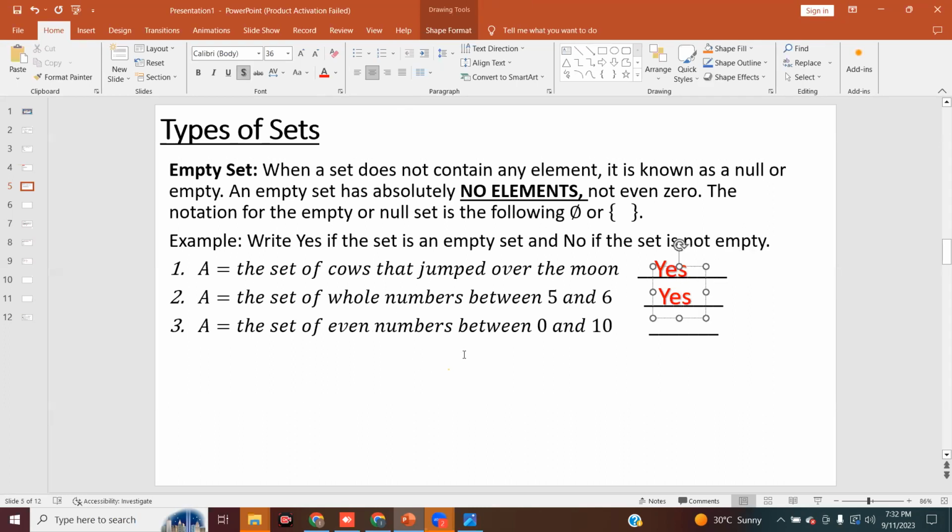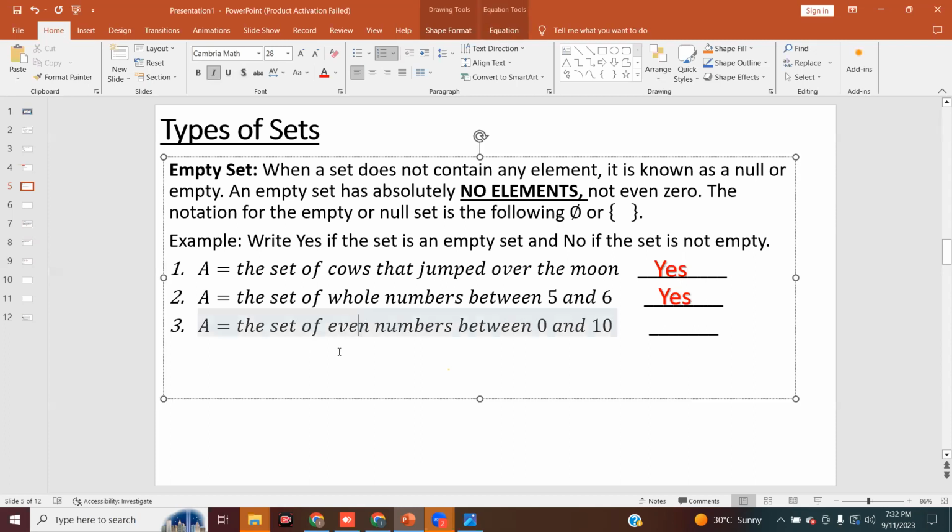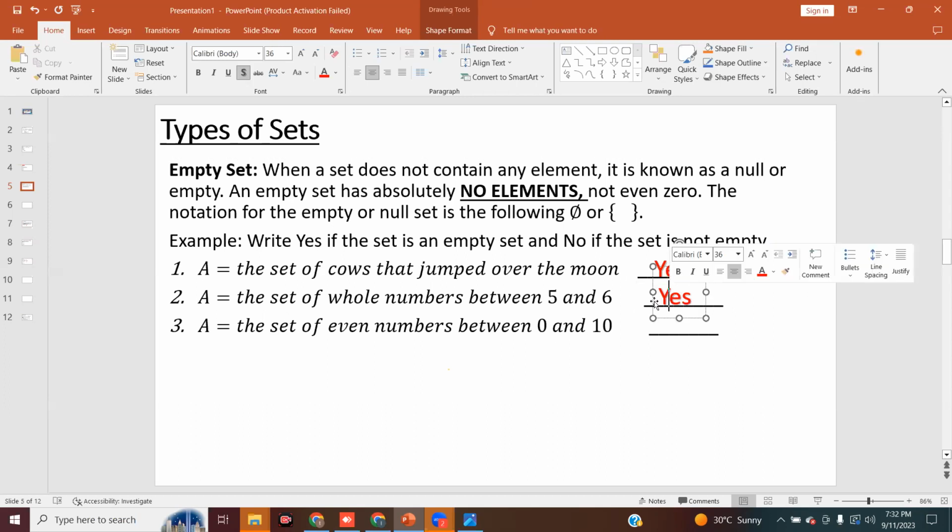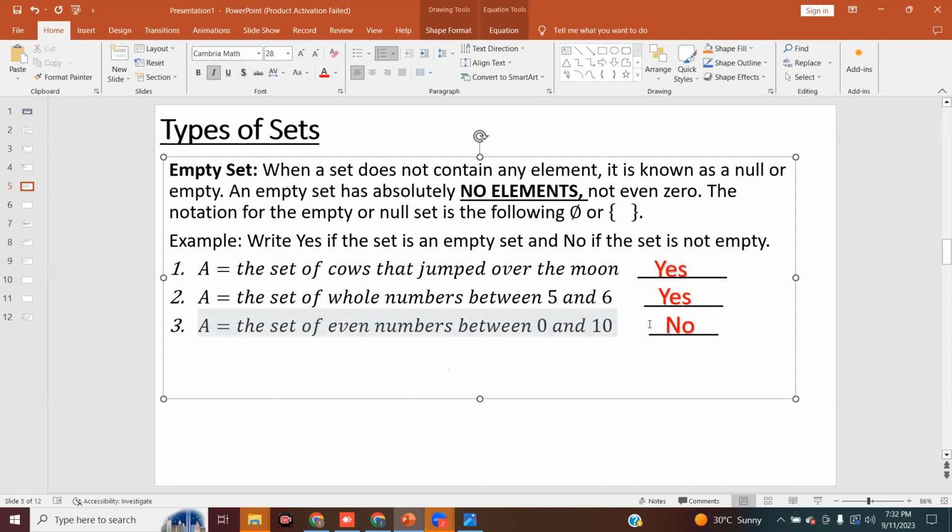Why is it not empty? Because 2 is an even number, 4 is an even number, 6, 8, and 10. Very good. So we have numbers in it, like 2, 4, 6, and 8. So this is not empty. So its answer is no. So that is an empty set, right? And those are examples of empty sets, right?